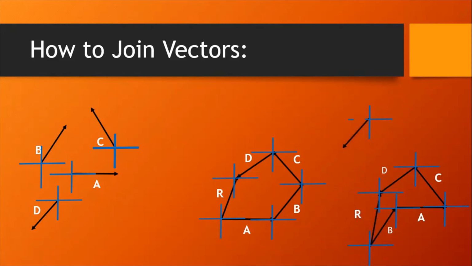In the next step, we are taking vector D first. Then we have vector C here, then vector B here, then vector A here, and this is vector R. So you can see how you can attach the vectors according to the head to tail rule method graphically. This is the way.